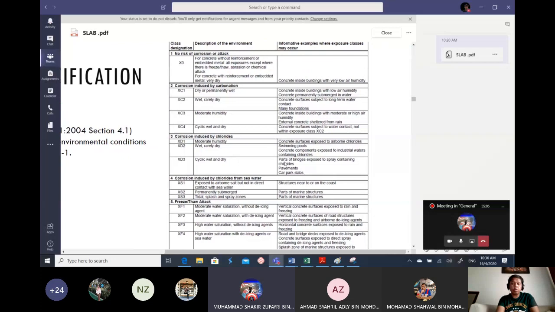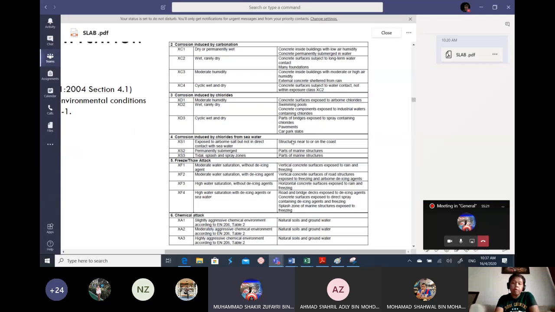Okay. So, kita boleh tengok dekat sini. Concrete inside building with low air humidity, concrete permanently submerged in water. Concrete surface subject to long-term water contact. Concrete inside building with moderate or high humidity. Kita tengok yang lain.